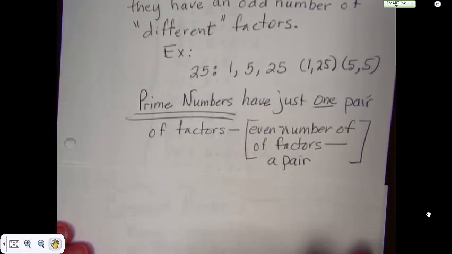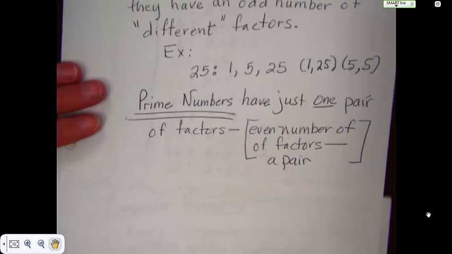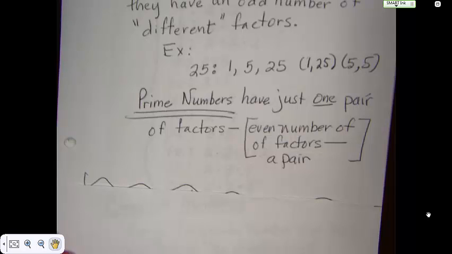Now prime numbers, as we've already discussed, have just one pair of factors. An even number of factors is a pair, and that would be, for instance, 1 times 7 is 7, 1 times 11 is 11, 1 times 17 is 17, 1 times 23 is 23. Those are all factors, and they're in the even pair.